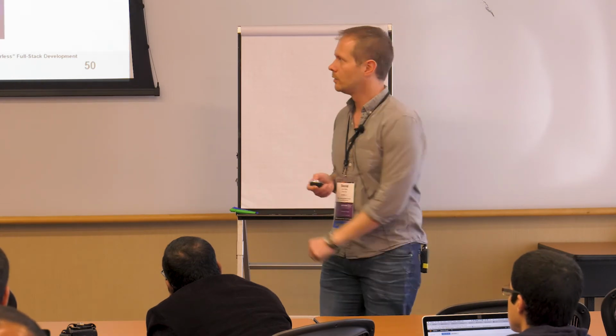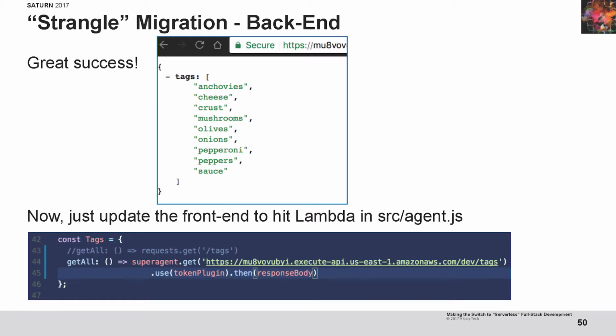Okay. So if you got your Lambda deployed, you should be able to hit that URL that it gave you back, and you should see a list of pizza toppings.